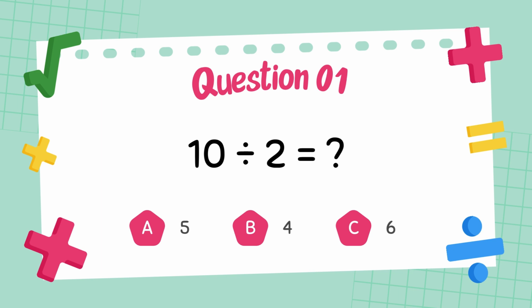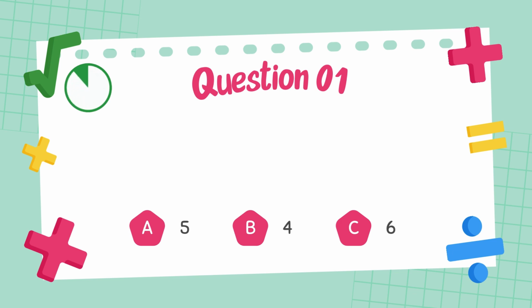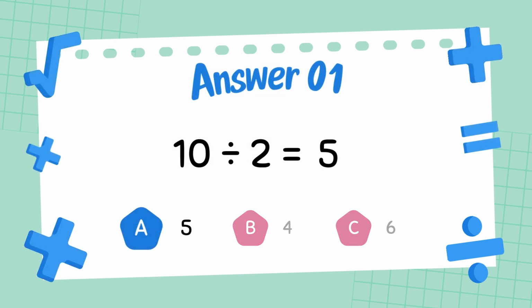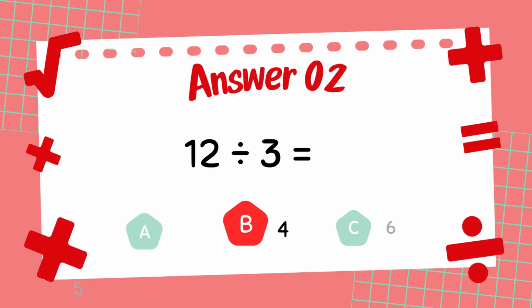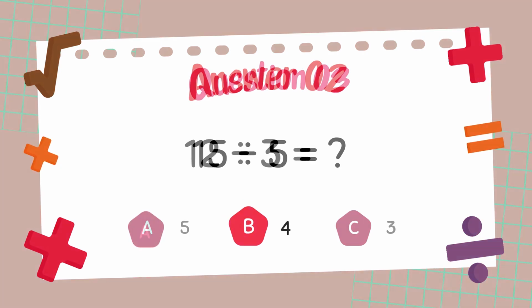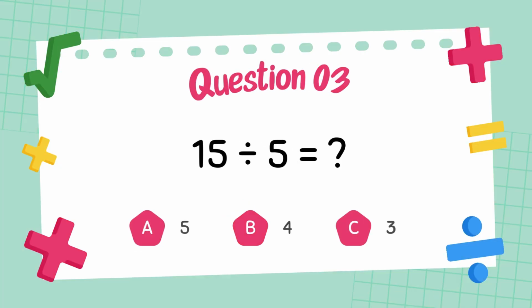What is 10 divided by 2? The answer is 5. What is 12 divided by 3? The answer is 4. What is 15 divided by 5?